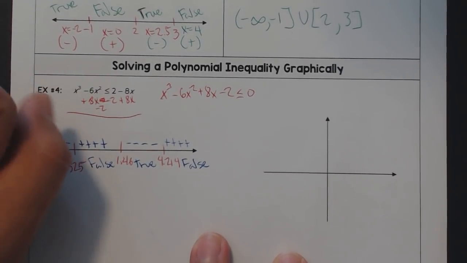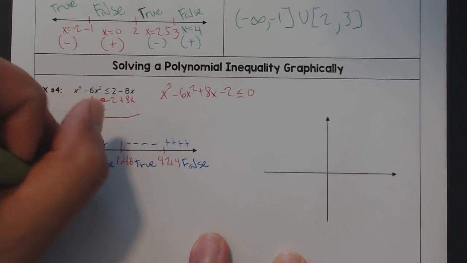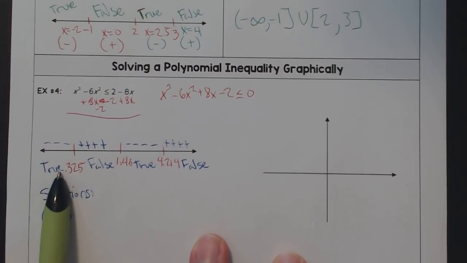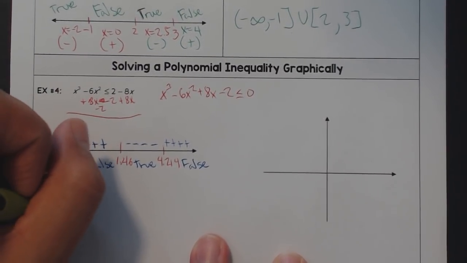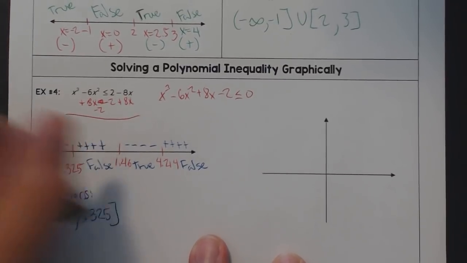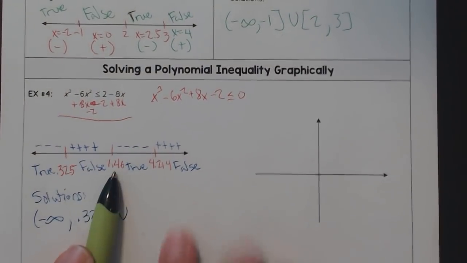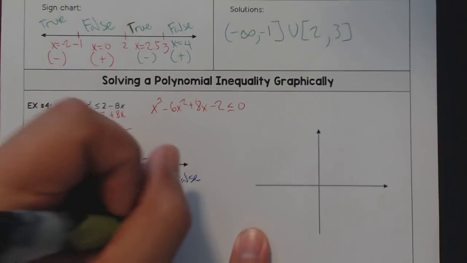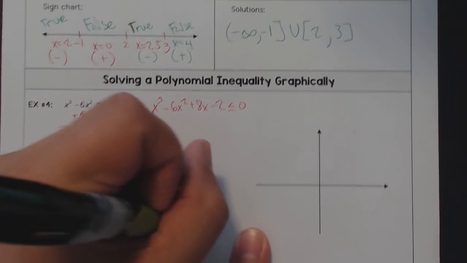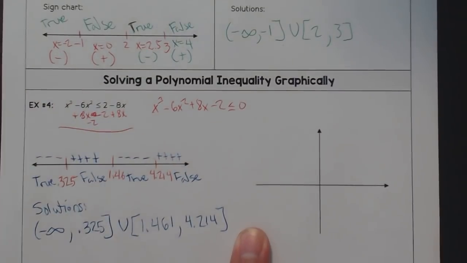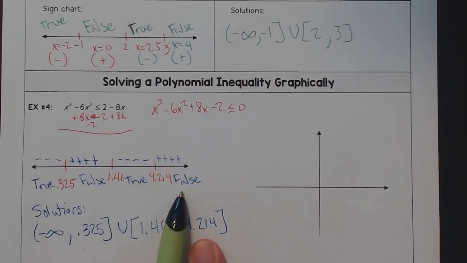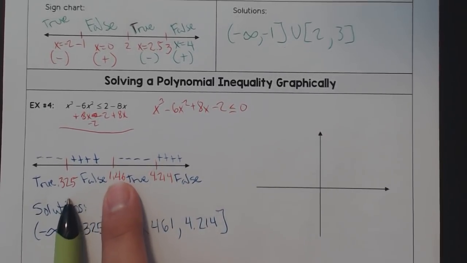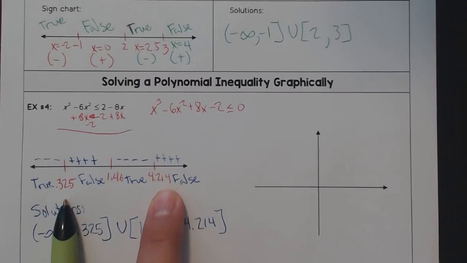So I find out that my solutions exist in the intervals from negative infinity, because it's before this, to 0.325, union with this interval of the negatives, which is going to be the bracket 1.461, comma, 4.214. Again, how I got these numbers is I went on Desmos, or I used my graphing calculator, but you can also go on Desmos and just go where the x-intercepts are and click on them. It'll give you the x coordinates of that.